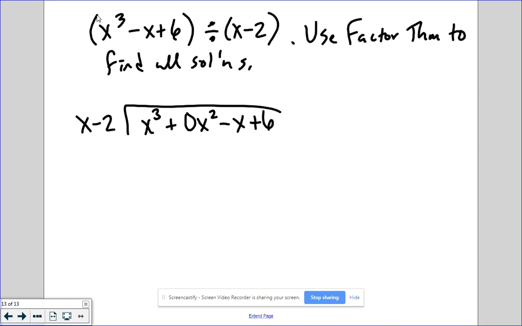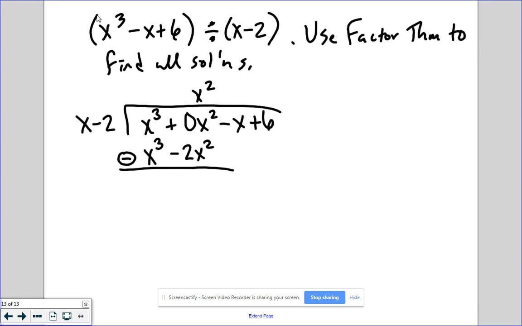What do I take x times to get x cubed? X squared. But then remember, not only do I have to multiply the x squared by the x, which gives me x cubed, I also have to multiply it by the negative 2. So that gives me negative 2x squared, which is why it's really important for you to have that 0 in there. So every power is represented. Then the big thing to remember with long division is, do you add or subtract? Subtract.